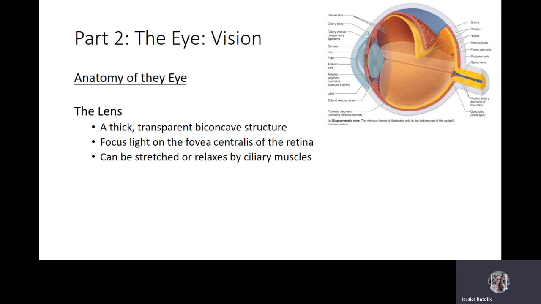But the lens is really important because it fine-tunes that refraction and helps focus the light onto the back of the retina. And it can do this because it's attached to the ciliary muscles, and the ciliary muscles will stretch and relax the lens, so the lens can actually flatten and bulge to control where that light hits.